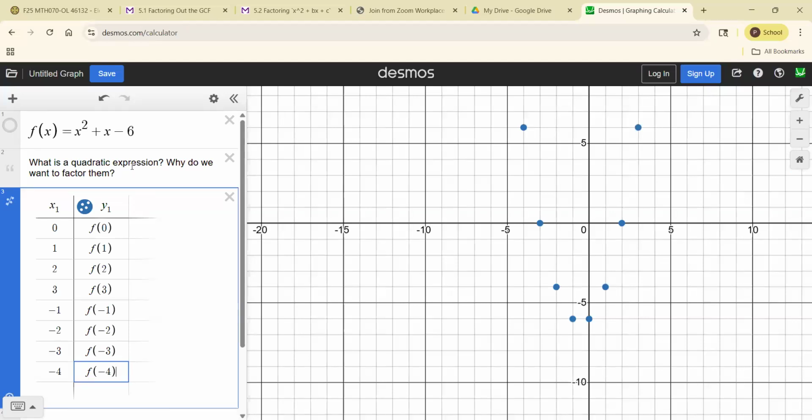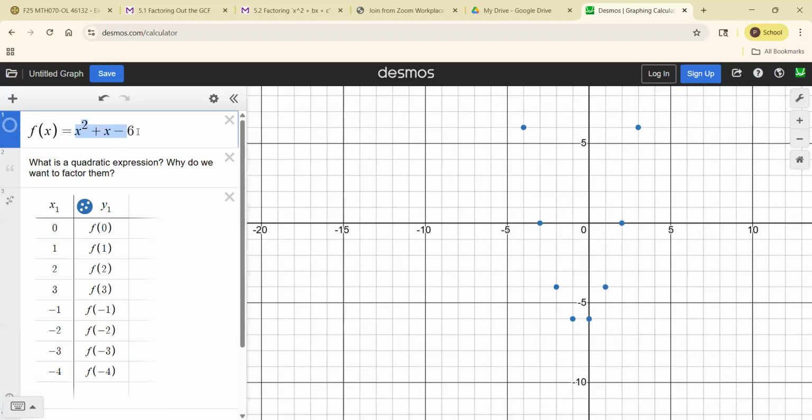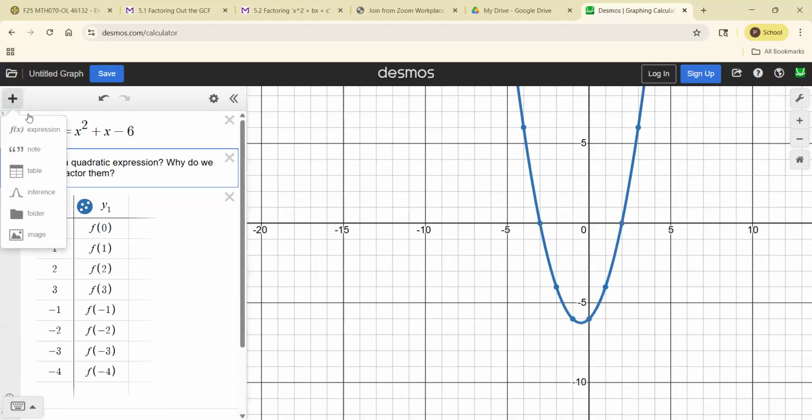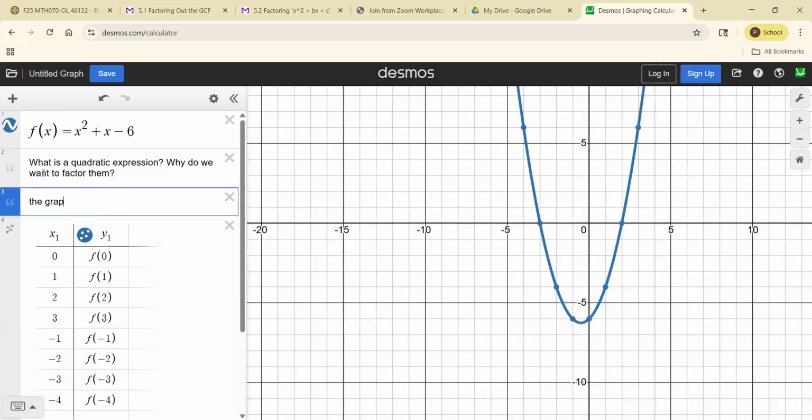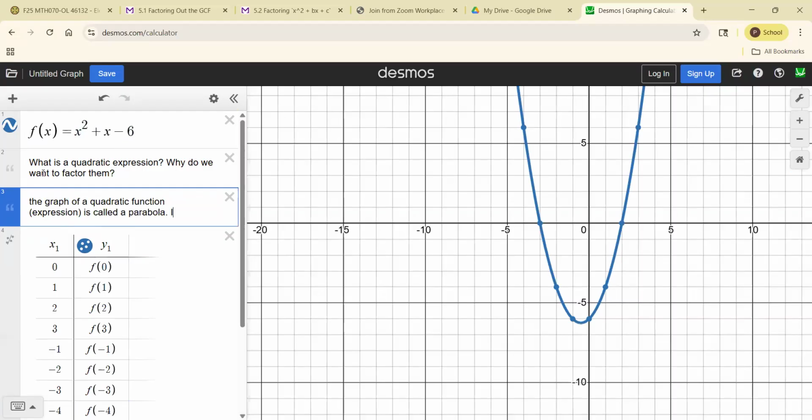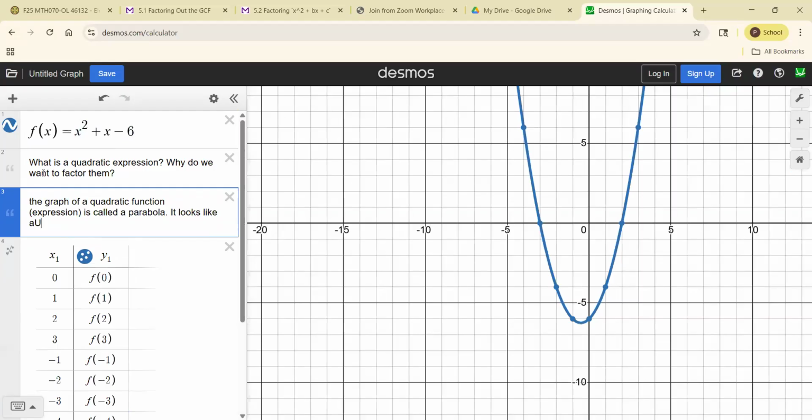So quadratic expressions do not create lines when you graph them. They actually create what are called parabolas. The graph of a quadratic function or quadratic expression is called a parabola. It looks like a U, kind of like a stretched out U. So this is what a quadratic function looks like as a graph. Why would we want to factor them?